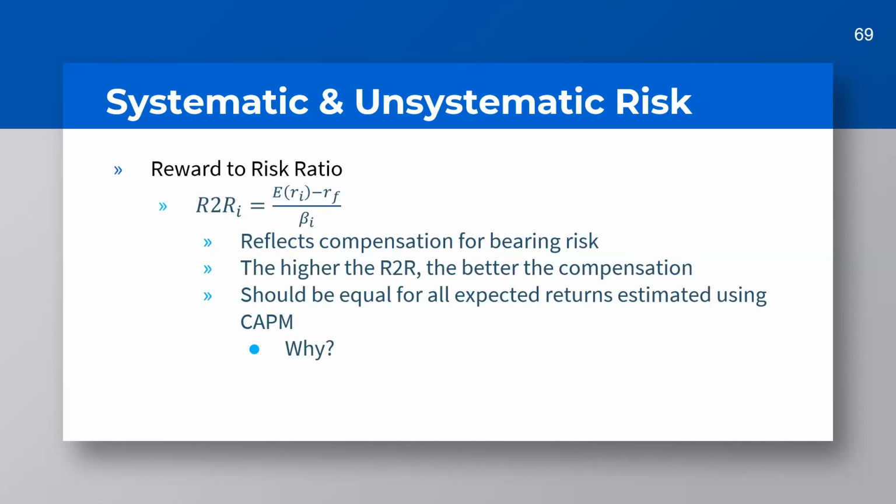One additional way we can evaluate this trade-off is with the reward to risk ratio. The reward to risk is one of our metrics we can use to gauge how well investors are being compensated for bearing risk. A pretty simple formula: we take the expected return of the security using CAPM minus the risk-free rate, divided by the beta of that security. What we're getting here is how much we are earning for any given amount of risk.